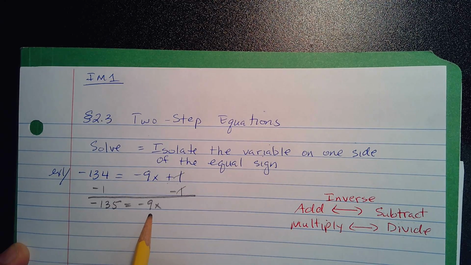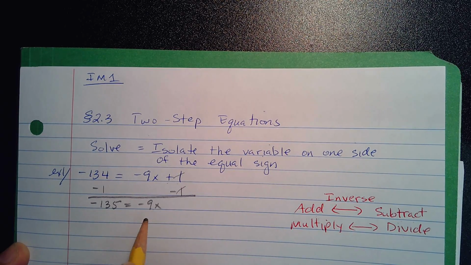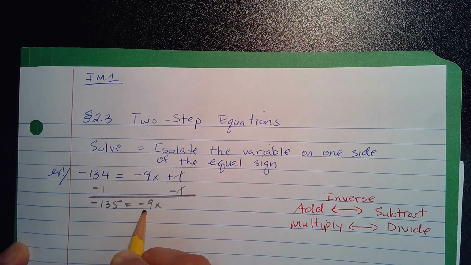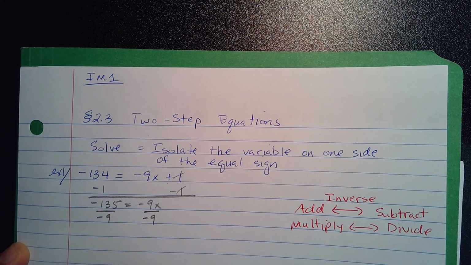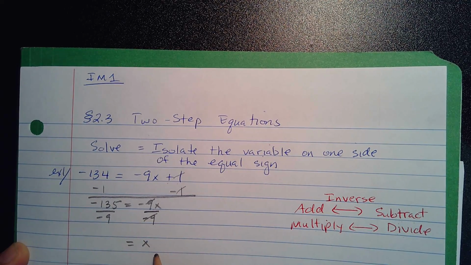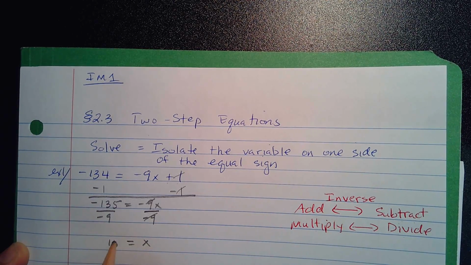Now to get x by itself, this is negative 9 times x. So the inverse of multiplying is dividing. So I'm going to divide by 9 on both sides. The 9's reduce to 1. So now we have x by itself. A negative divided by a negative is a positive, and 135 divided by 9 is 15.